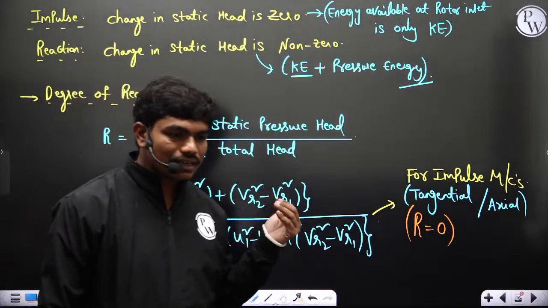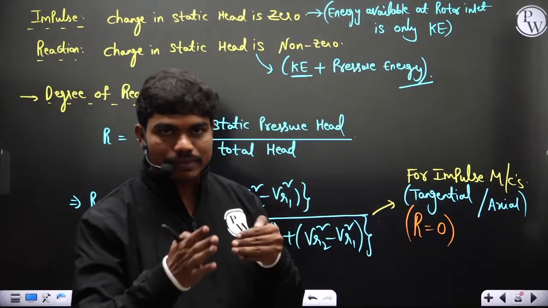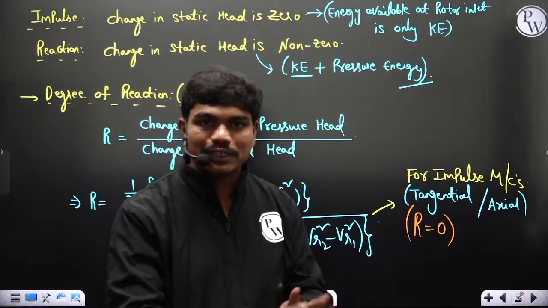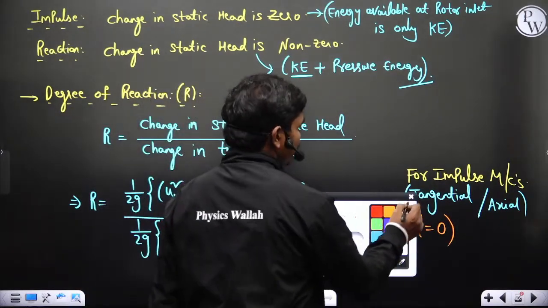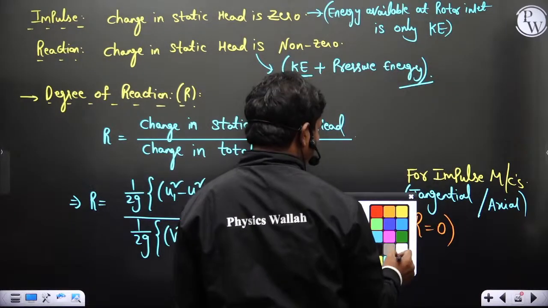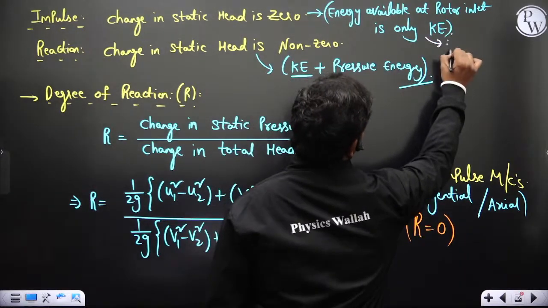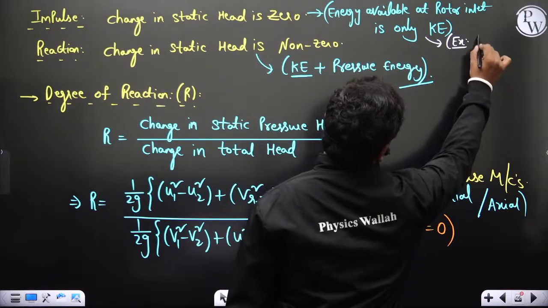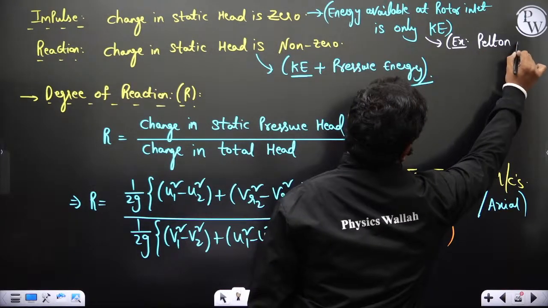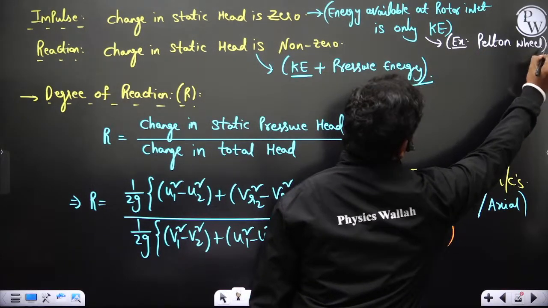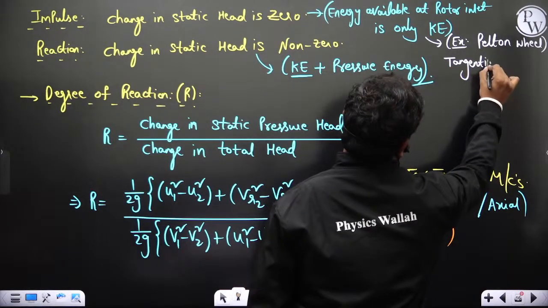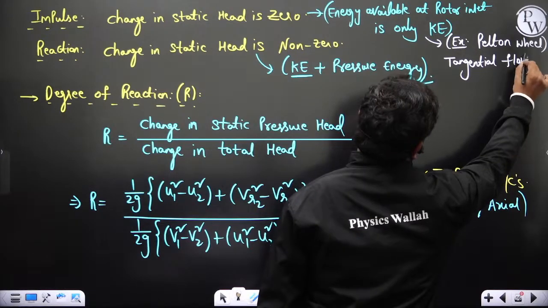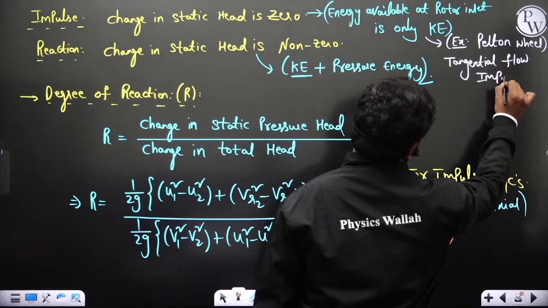Whatever the direct impact or the impulse is there because of the fluid, that is only responsible for the rotation, like in the case of the Pelton wheel. We'll see examples here. A good example is the Pelton wheel, which is a tangential flow impulse machine.